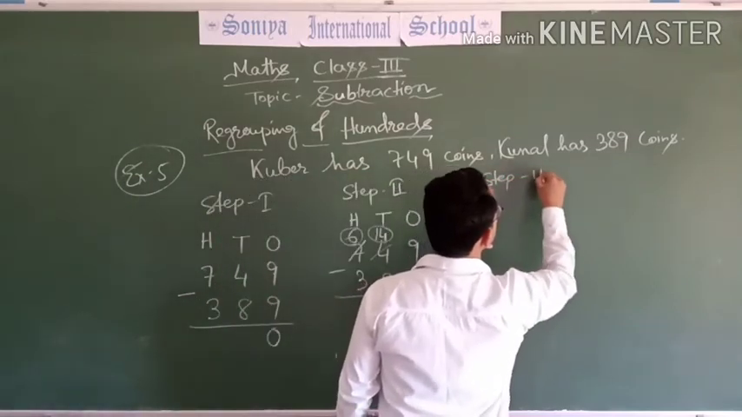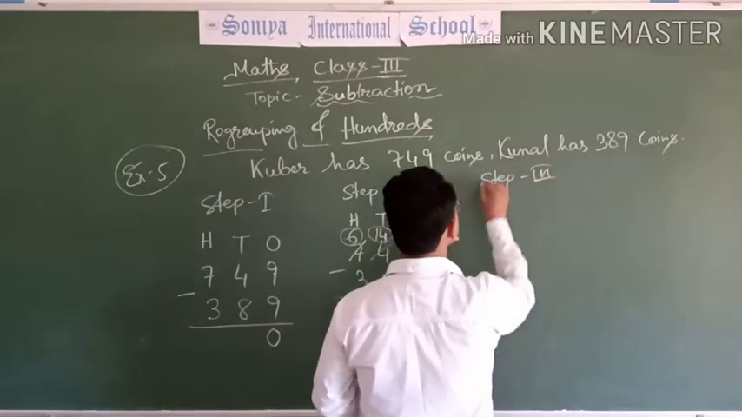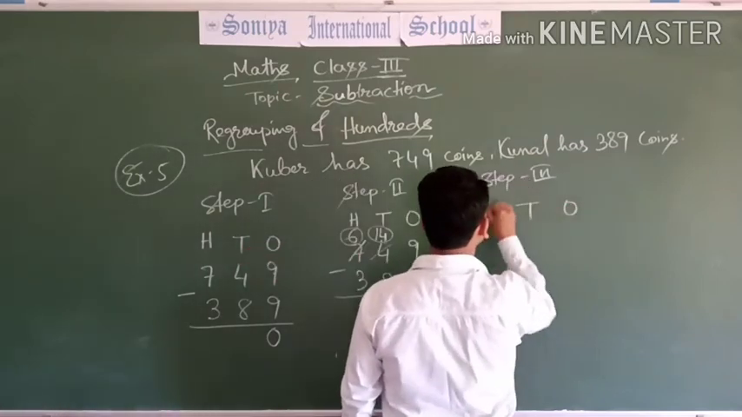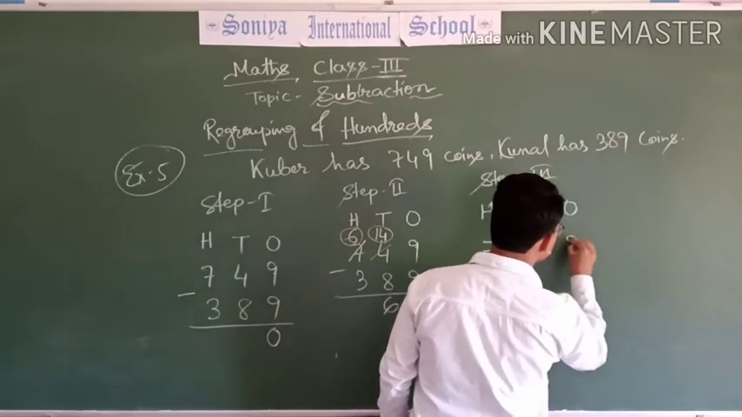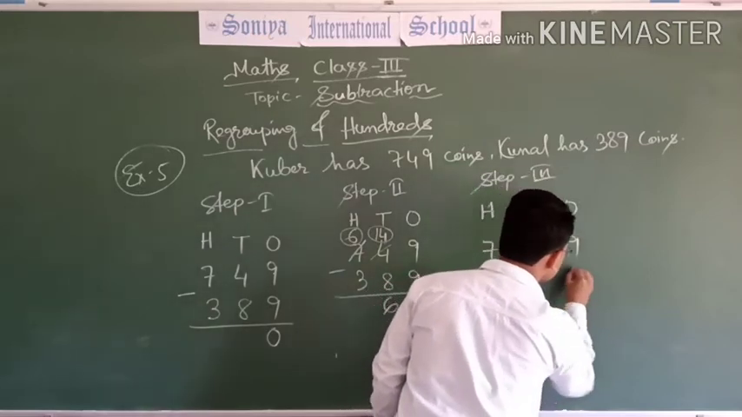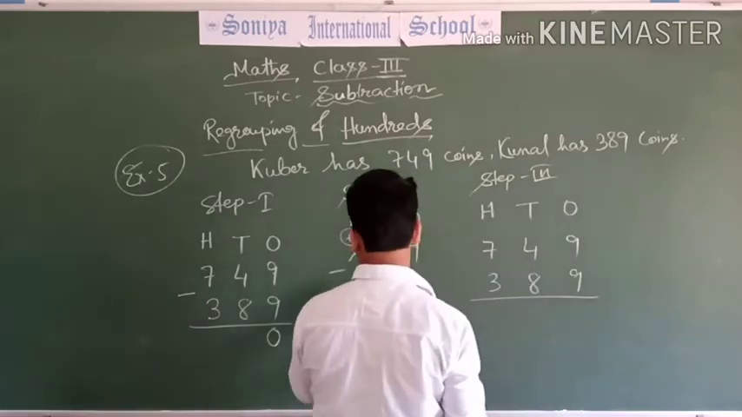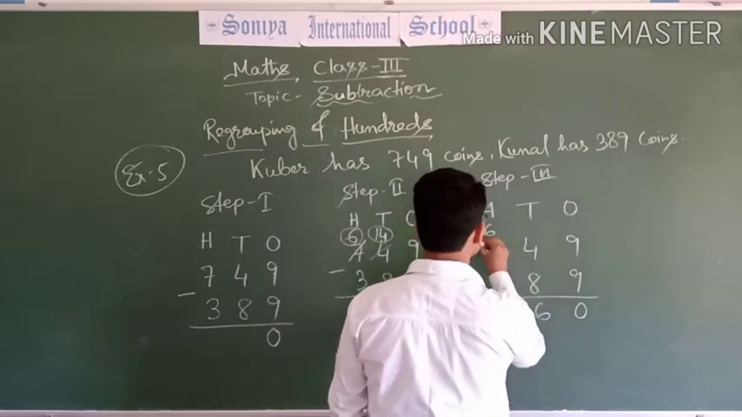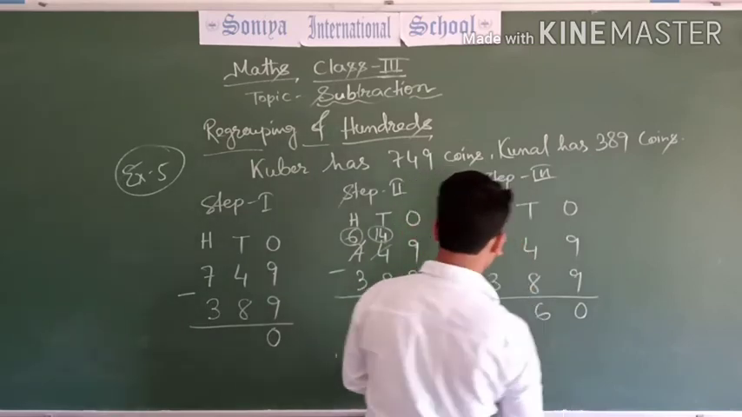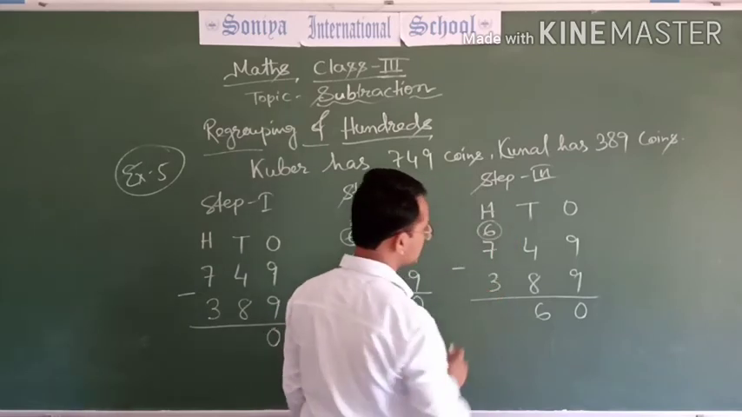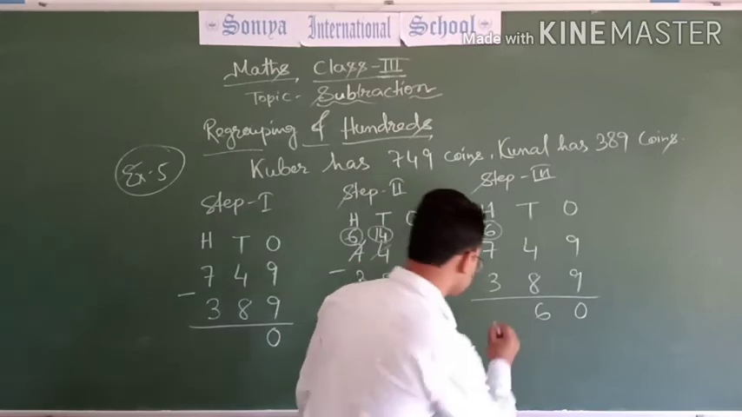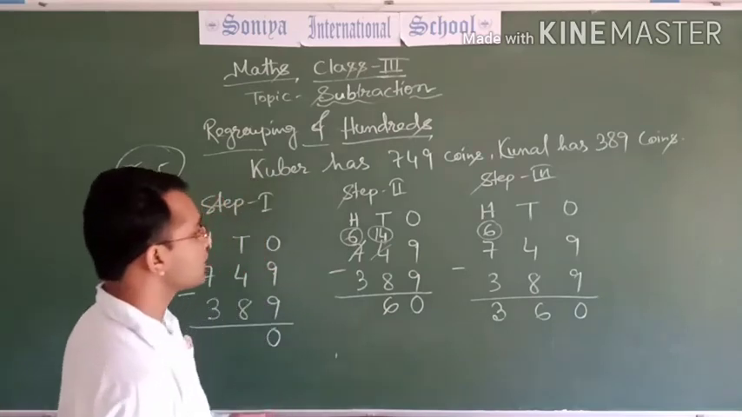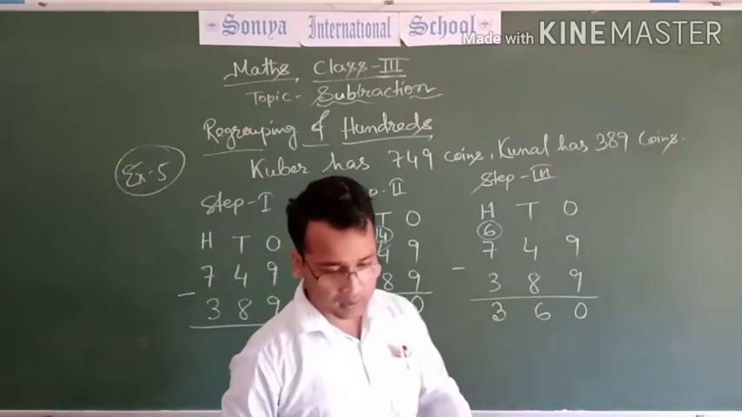Step third. Ones, tens, hundreds, 749, 389. We got from the first and second steps 0 and 6, and here 6. So subtract this. 6 minus 3 is equal to 3. So the result is 360.